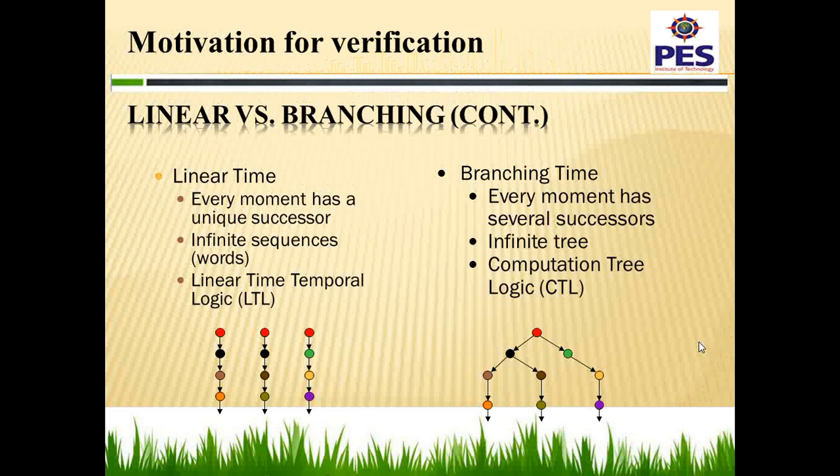In linear time, we have infinite sequences. It might be words. Infinite sequences means that we can compress it into words. In branching, we have an infinite tree. Linear time temporal logic is LTL, and branching time is represented in CTL. We can see in that figure, as I said, in linear time there must be a unique successor at every moment, and in branching there might be several successors in every moment.